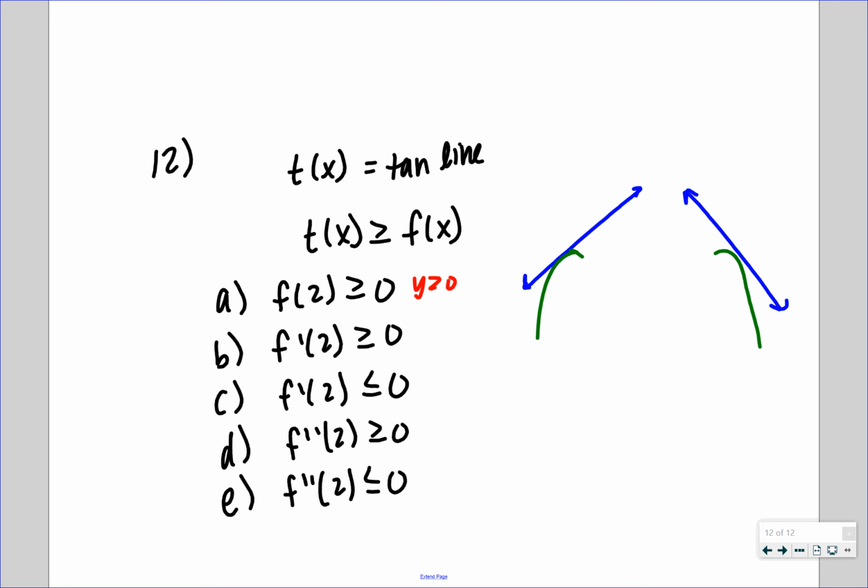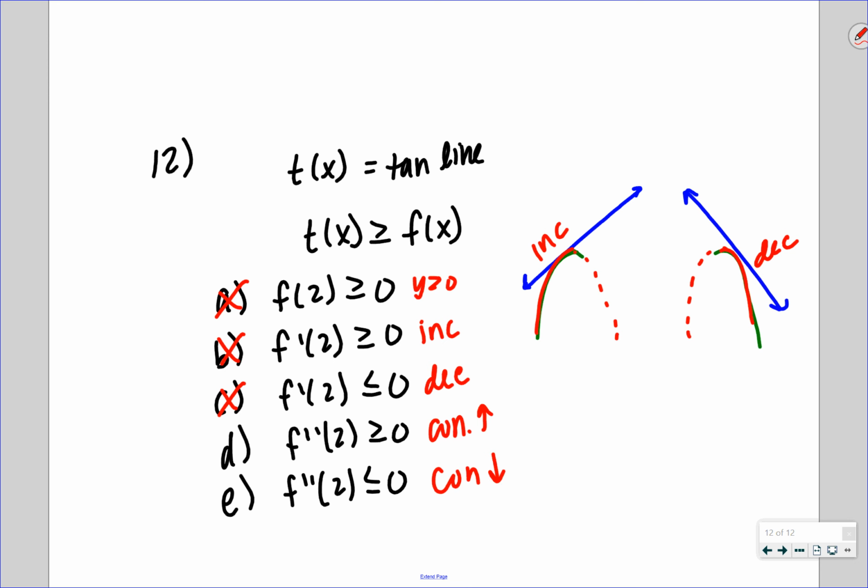You can't assume that. B would mean f prime of 2 is greater than or equal to 0, always increasing. Well, here is a decreasing one, so it's not that. The next one, f prime of 2 is less than or equal to 0. Well, here it is increasing, so it's not there either. The next one, f double prime of 2 is greater than or equal to 0, would mean concave up. Well, these are both concave down. So it is E, concave down. When your tangent line is always above the curve, your curve has to be below it. Your curve had to be concave down.